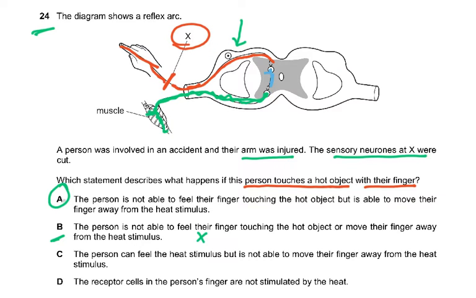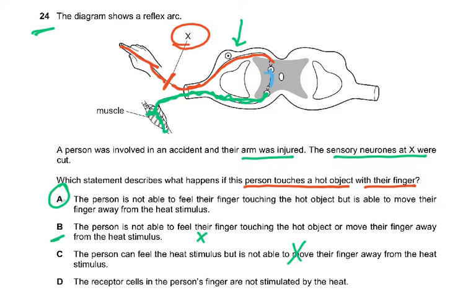No, he's not even going to feel anything, because the sensory neuron which carries that impulse of that heat is not going to be working. So this is again wrong. Then the receptor cells in the person's fingers are not stimulated by the heat. No, they are stimulated by the heat, but the nerve carrying the impulse is cut, so it will not carry.